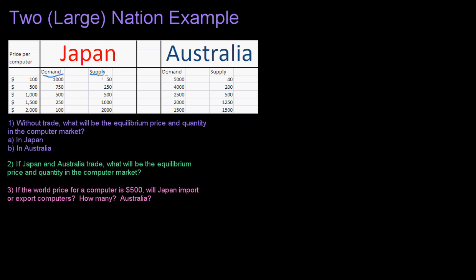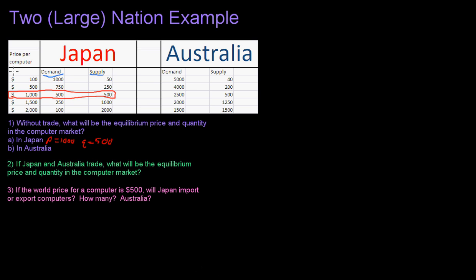So we're just going to go down, and we're going to see that when the price of a computer is $1,000, demand in Japan is 500 computers, so the Japanese want 500 computers, and the Japanese are willing to produce 500 computers. So I'm going to pick this bright red that I used for the lettering up there, and we're going to just go ahead and try and box that right there. So that's A. In Japan, the price will be $1,000 and the quantity will be 500 computers.